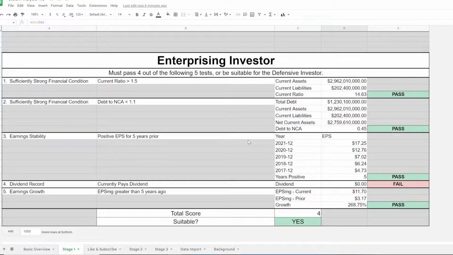The enterprising investor, it's suitable for as well for two reasons. One, because by default, it is suitable for the defensive investor. And two, because it passes 4 out of the 5 tests. It passes every enterprising investor test except for paying a dividend. And if it just paid even just a penny of dividend, it would pass that test as well and be even better for the enterprising investor.